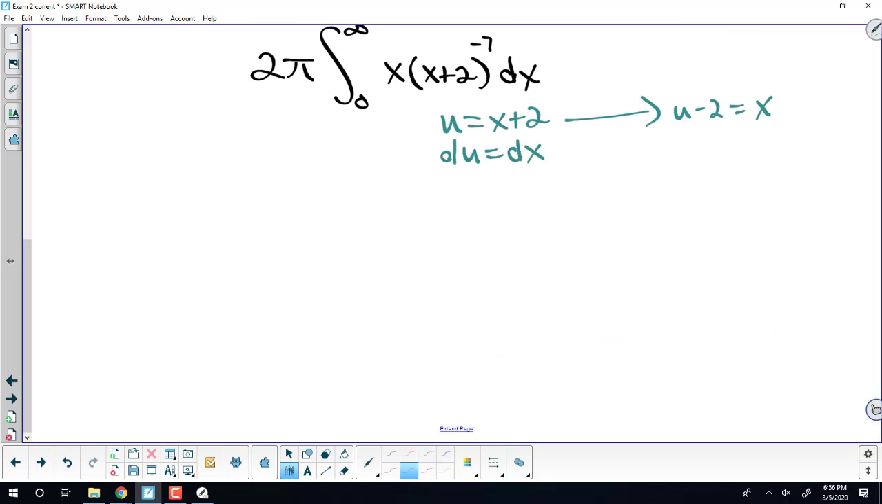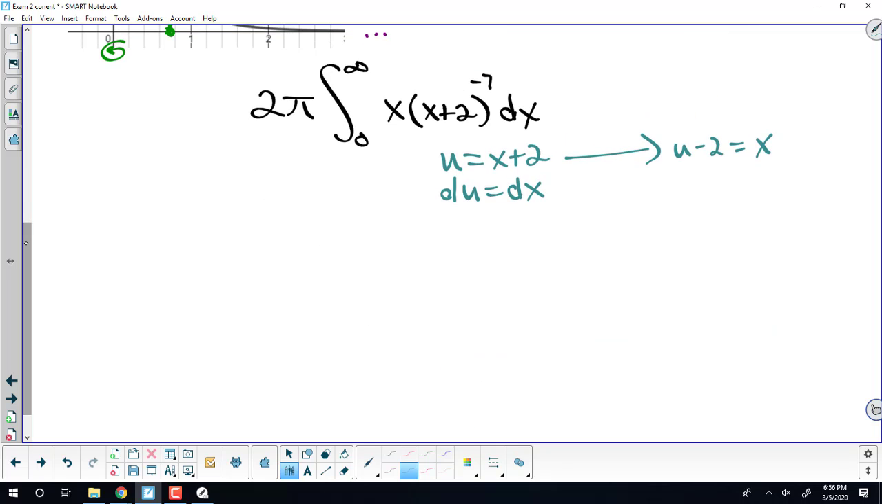So what I would recommend, like I said, with these things, is find the antiderivative first. If you make a substitution, then resubstitute. You can certainly say, well, since u is x plus 2, my lower bound is 2 and my upper bound is still infinity. Still works the same, but that's what I would recommend. This is the antiderivative of u minus 2 times u to the negative 7.